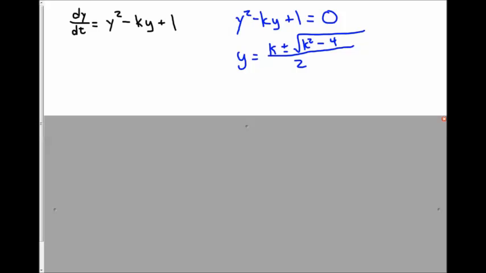With a quadratic, we have to be careful to interpret this. The part under the square root could be positive or 0 or negative. That's often called the discriminant. If the discriminant is negative, we don't have a real number solution. So k squared minus 4 would need to be either 0 or positive for us to really get equilibrium solutions. So what does that all imply then?